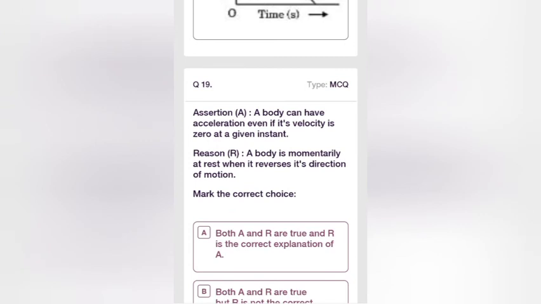Assertion and reason type questions. A body can have acceleration even if its velocity is 0 at a given instant. See, at a particular instant, the velocity is going to be 0. Whether the acceleration will be there, whether the statement is correct.